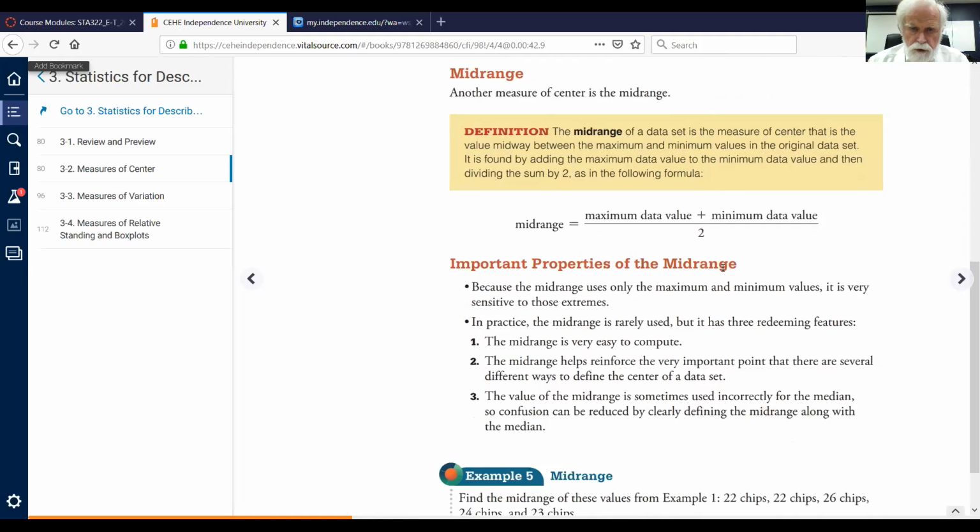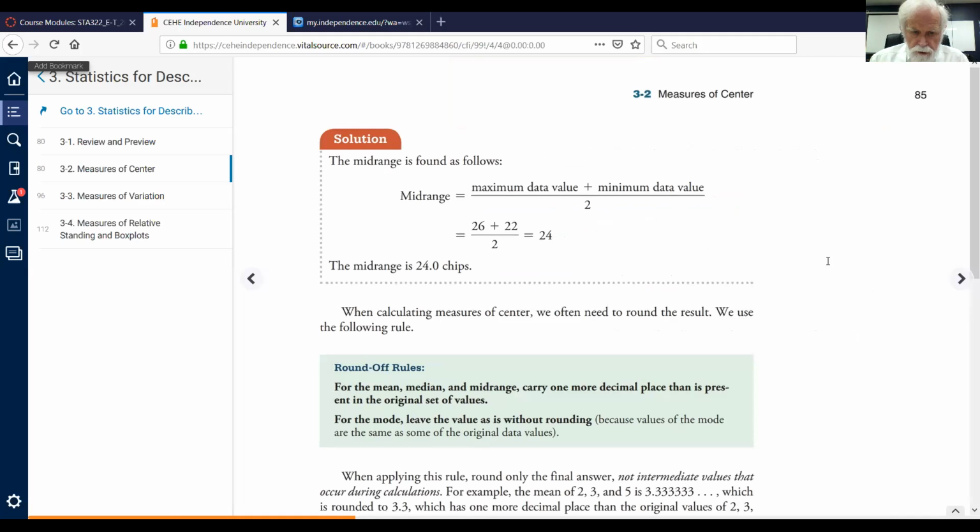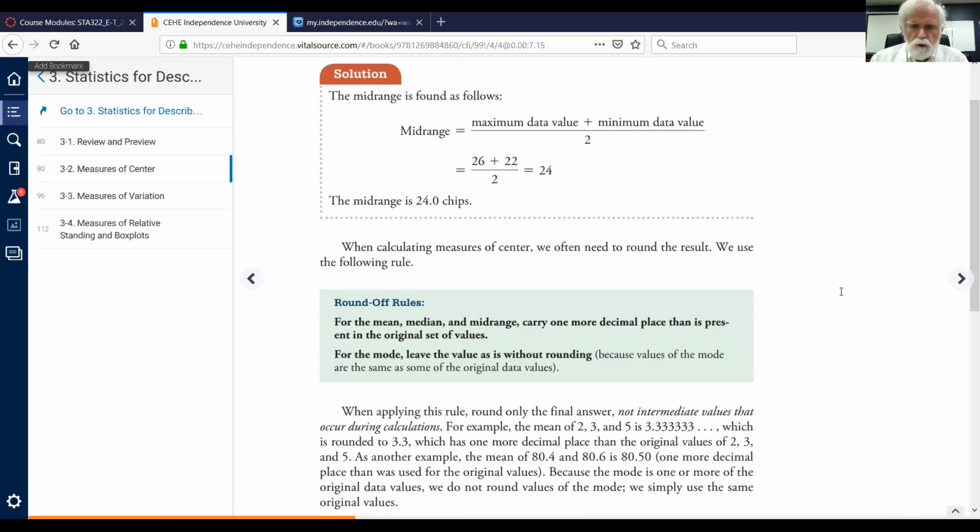Mid-range is another measure of center that can be used, but it's a value that is exactly halfway between the maximum and minimum values of the data set. So going back to our chips, we've got a data set that runs from 22 to 26 chips. So we add 22 and 26 to come up with 48. Divide that by 2, we get 24. With a small enough set, that's a real quick mid-range that doesn't require a whole lot of calculation other than knowing the maximum and minimum values.